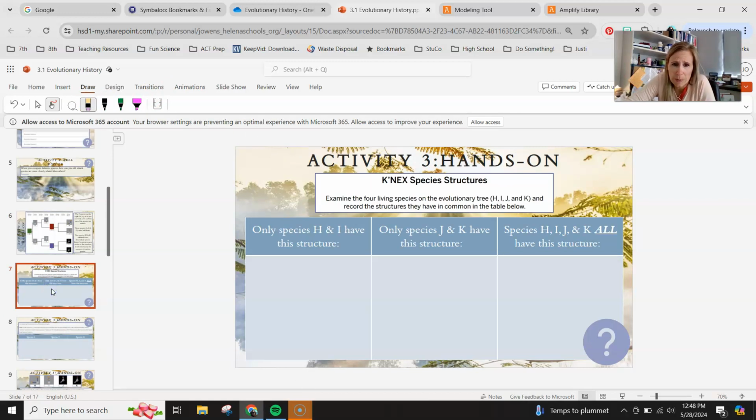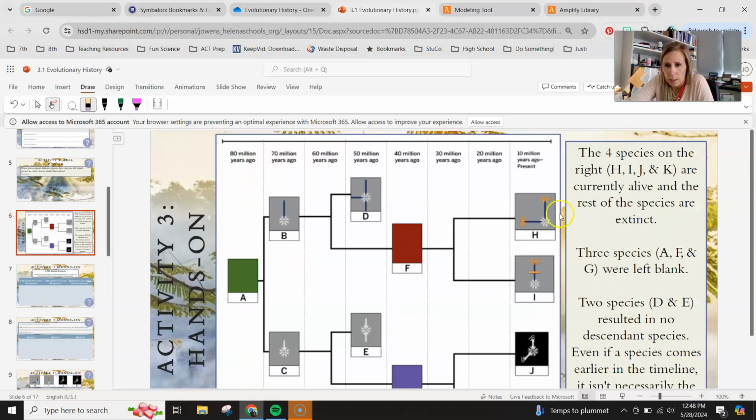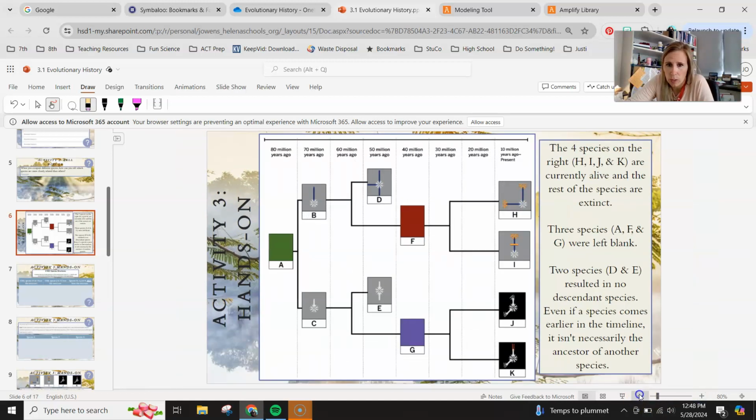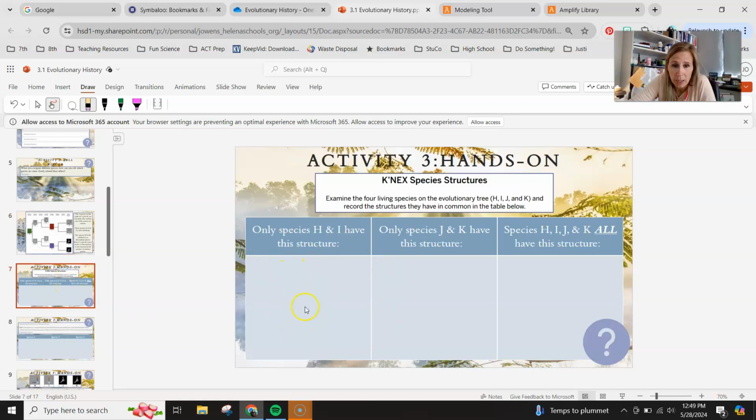So with the Connects, only species H and I have this structure, so you will take a look at H and I. You might need to zoom in a little bit if need be. Okay, so take a look at H and I, and what do they have that no other species has? Obviously we can't tell what A, F, and G have because they are fill in the blank later, but you can look and see B, D, C, E, K, J, I, and H. So what do they have that no other species have? You can use the colors to help you point this out. If there's more than one item, you will click in that box and type more than one item there.